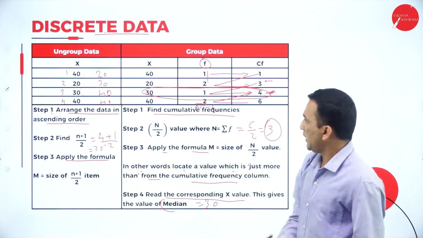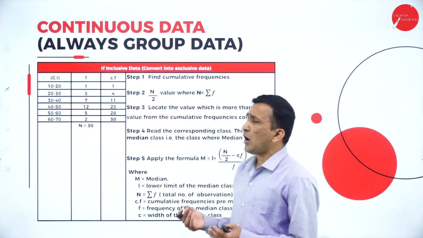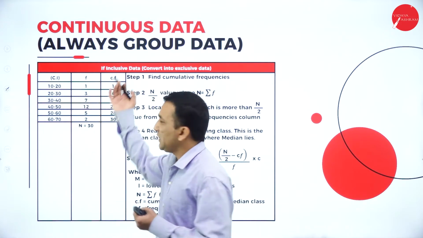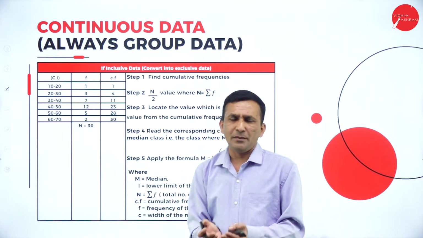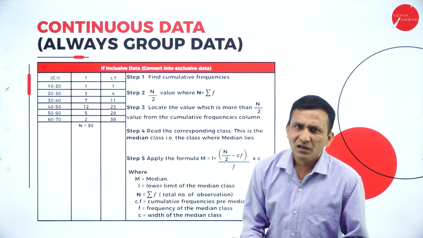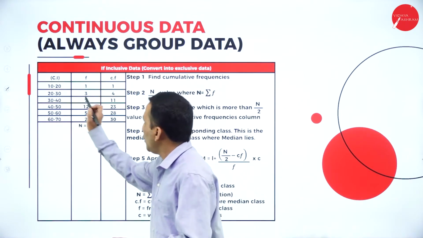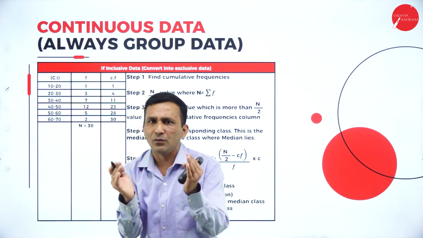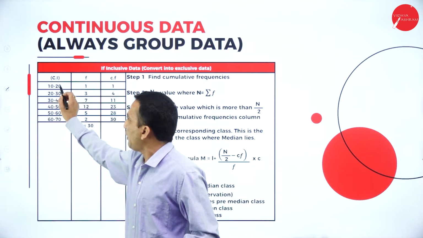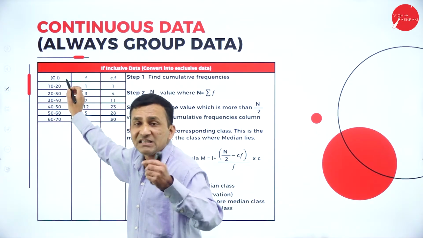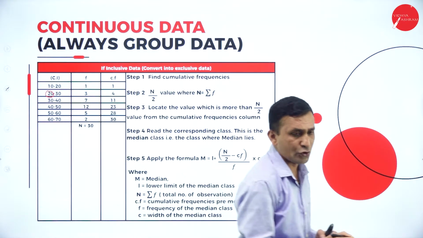Moving forward. Now, very important: always the problems you are expecting are from the continuous series. When the continuous series is given by the exclusive method, there is no problem. How can we say it is exclusive data? Look at the class interval width, lower limit and upper limit. The upper limit carries over to the second class as its lower limit. It is looking like exclusive data.